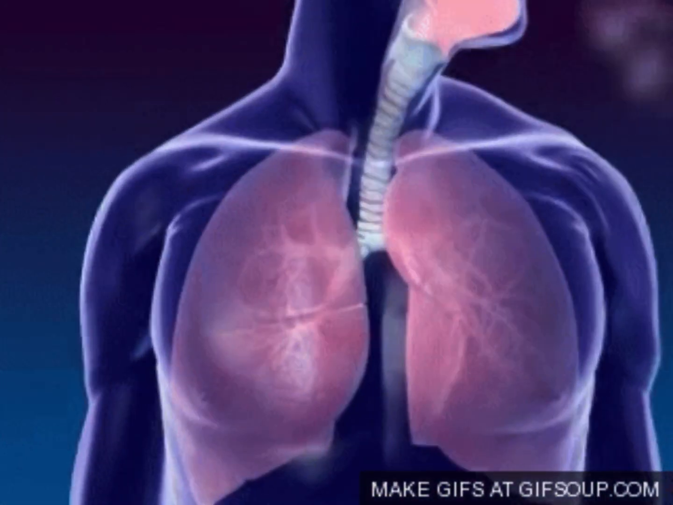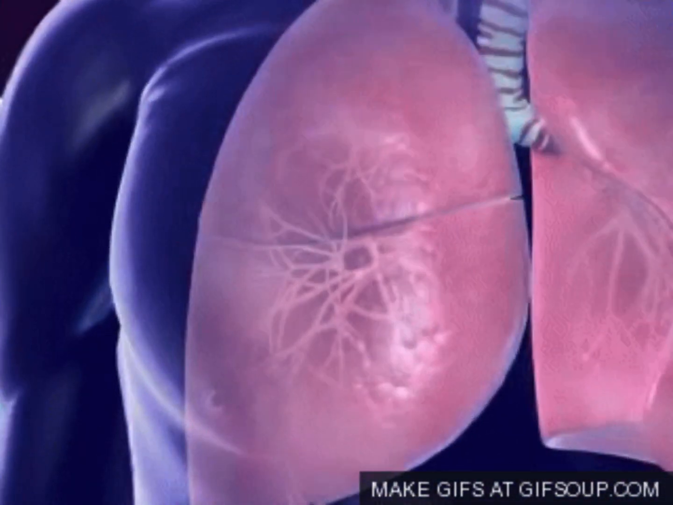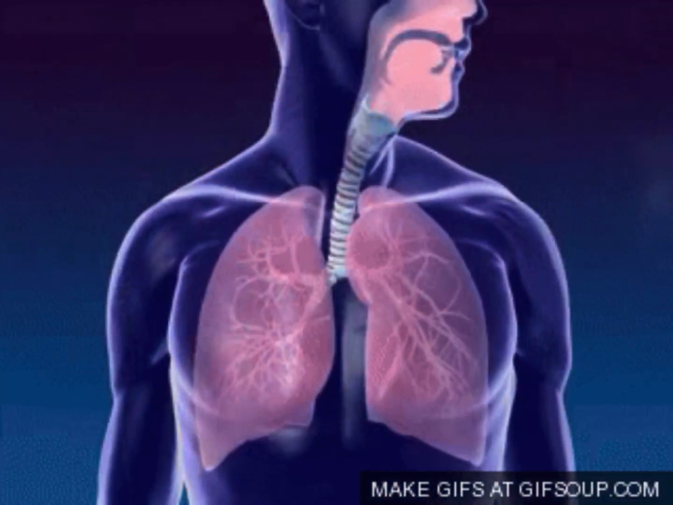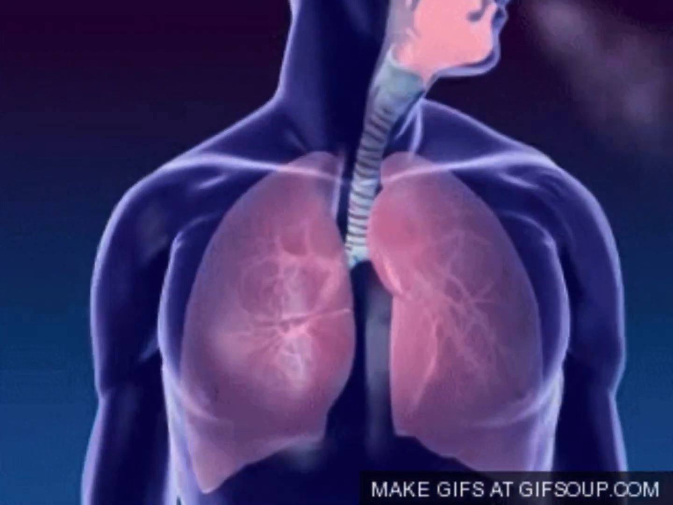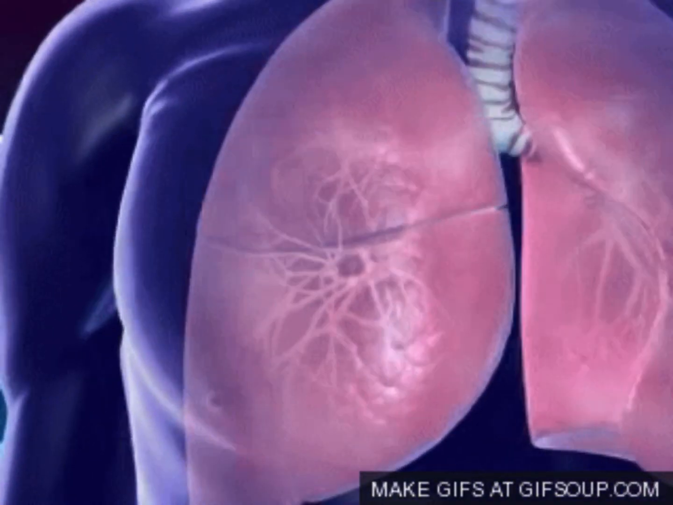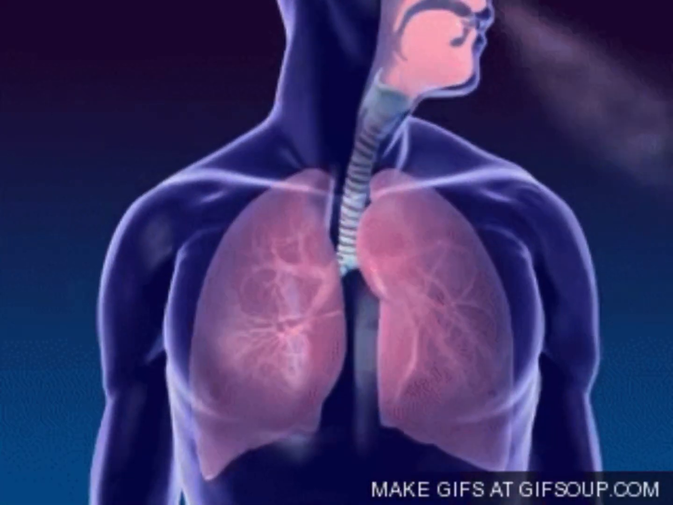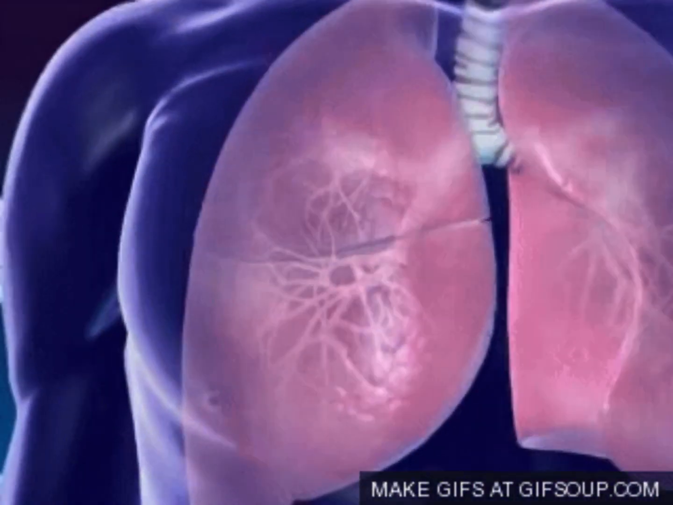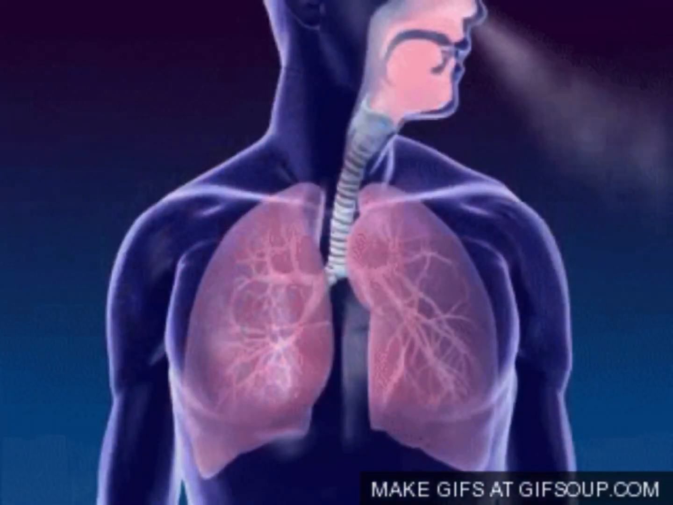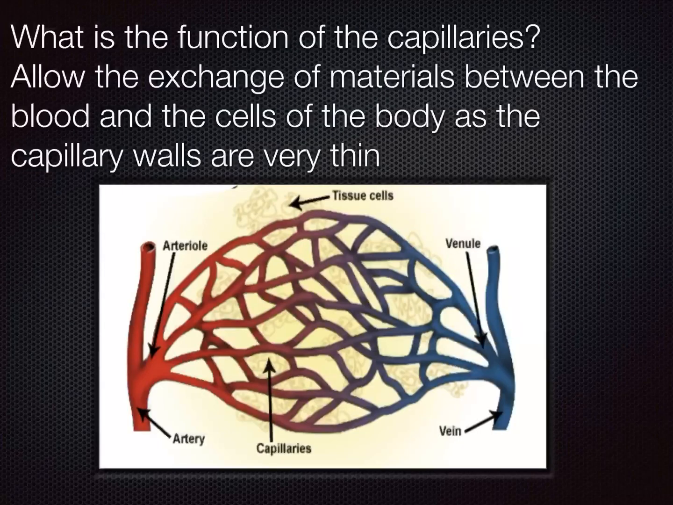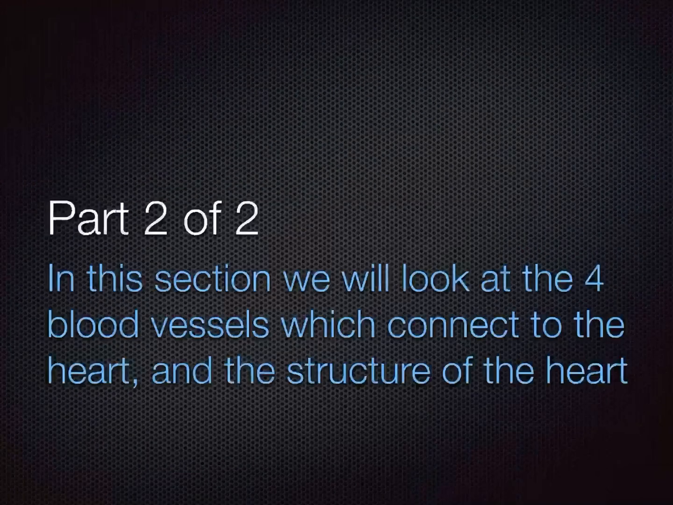Okay? Now that happens inside your lungs every time you breathe. So you're breathing in, the air goes all the way down and fills up the air sacs. The air has more oxygen than carbon dioxide, so the oxygen from the air enters through the wall of the alveoli into the capillary. At the same time, the carbon dioxide in the blood travels from the capillary into the air sac and it's breathed out by the person. So what is the function of capillaries? They allow the exchange of materials between the blood and the cells of the body, as the capillary walls are very thin. Okay guys, that's the end of lesson 1.